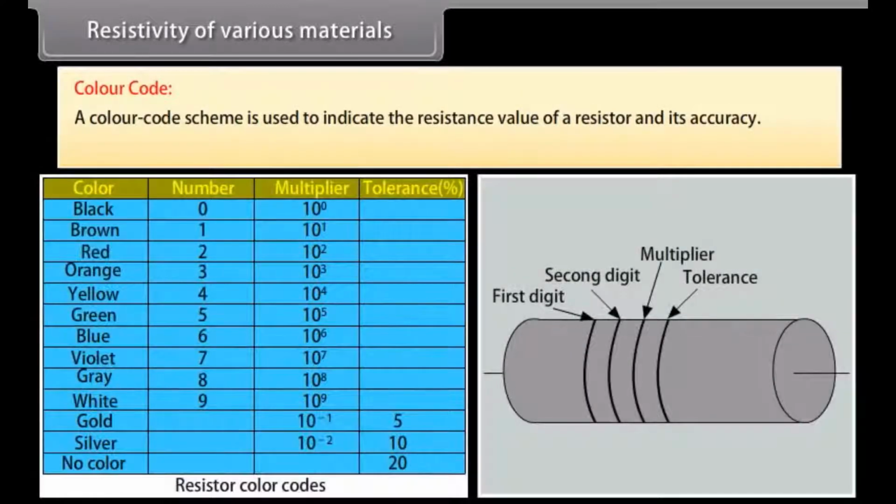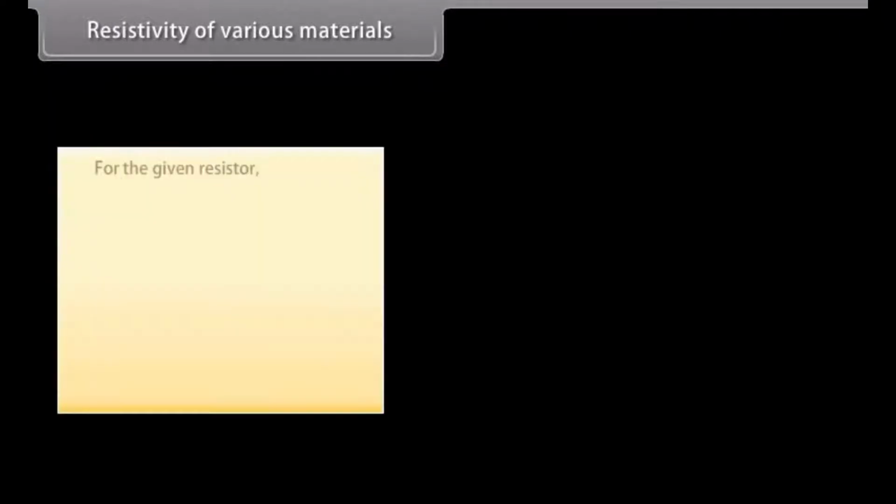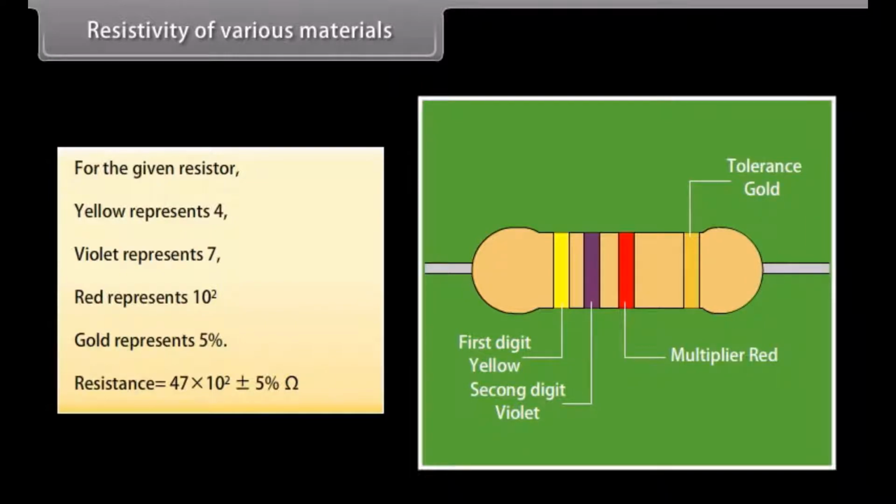A color code scheme is used to indicate the resistance value of a resistor and its accuracy. A set of colored stripes are drawn around the resistor with their significance. Let's take an example. For the given resistor, yellow represents 4, violet represents 7, red represents 10 raised to the power 2, and gold represents 5%. On combining the above data, total resistance of the given resistor is 47 × 10^2 ohm with 5% tolerance.